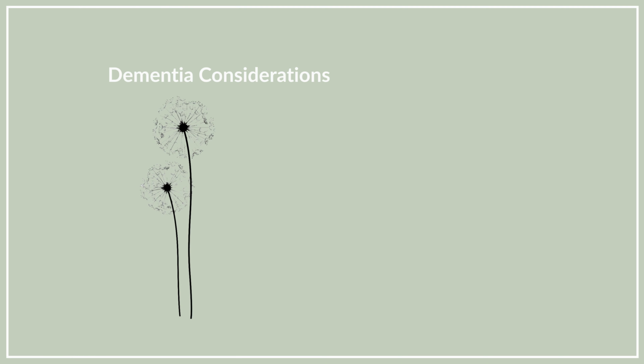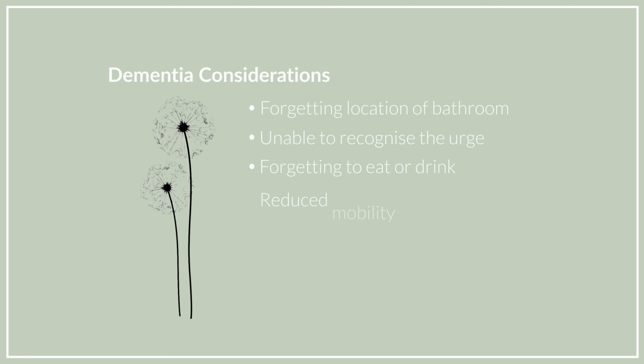And so for our residents that are living with dementia, they may have some specifics to their cause of constipation. It could be as simple as they've forgotten where the bathroom is, or they can't recognise that urge that they need to go to the bathroom. That could be because of the cognitive decline, but it could also be because they have some sensation deficits. So that could be the cause of things like Parkinson's disease or Lewy body dementia. They may be forgetting to eat or drink. They may not be moving around as much as they had previously, so that mobility is really reduced.